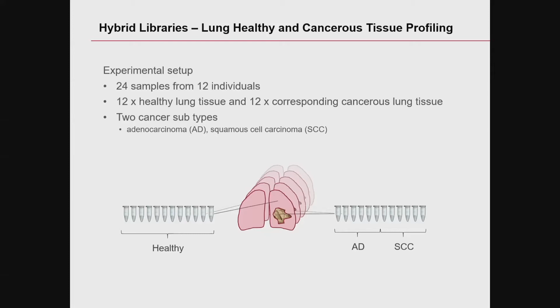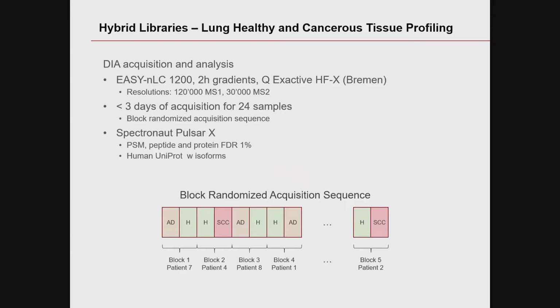And we also have two different cancer subtypes in here as determined by a histological analysis of the tissue, which was adenocarcinoma and squamous cell carcinoma. Then we did our standard way of acquiring the data. Here you can see the details. In total, that's less than 3 days of acquisition for the 24 samples. We actually did this in Bremen back then because this was done before the launch of the HFX. And we analyzed the data then with Spectronaut Pulsar X.